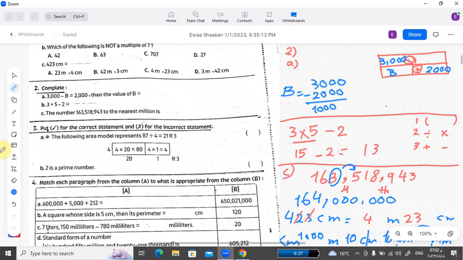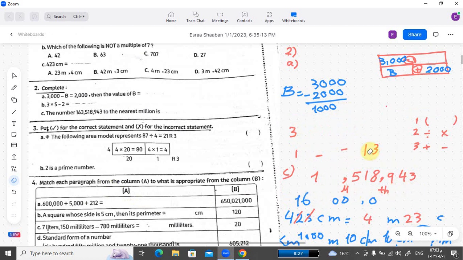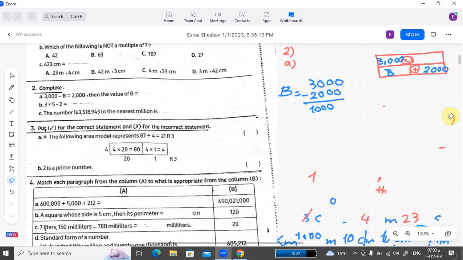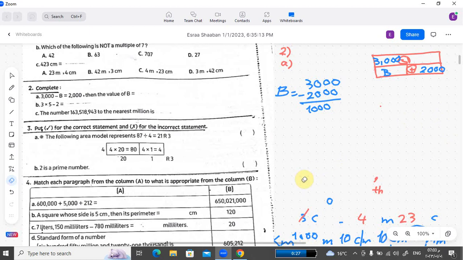Okay, we need to erase this to use it. Here, put right or wrong. The following area model represents 87 divided by 4 equals 21 and the remainder 3. So he gave me the area model and he needs to know whether this answer is right or wrong. Okay, so I can do it without division.